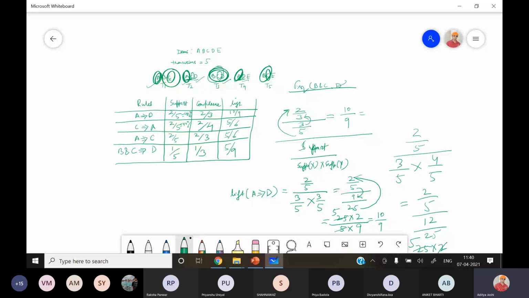What is the formula for support? Support is frequency of xy divided by total number of transactions. Confidence is frequency of xy divided by frequency of x. Lift is total support divided by support of x into support of y, or confidence of the rule, that is x implied y, divided by support of y.